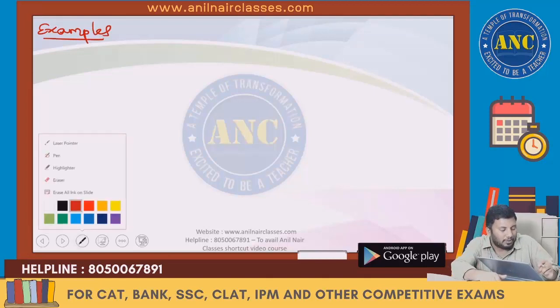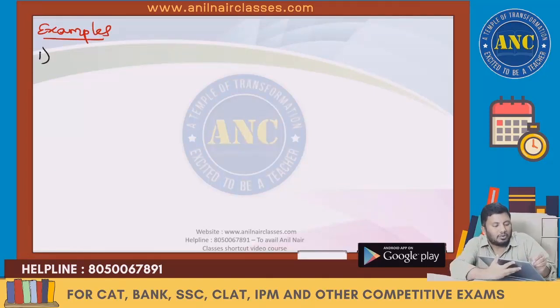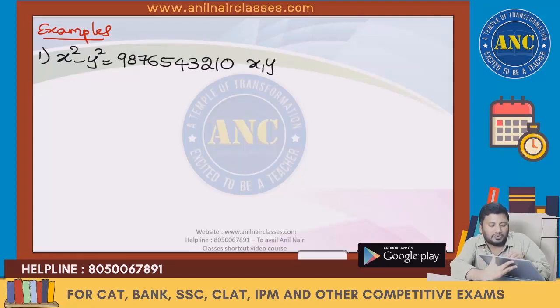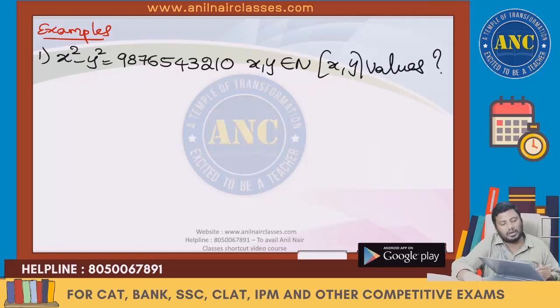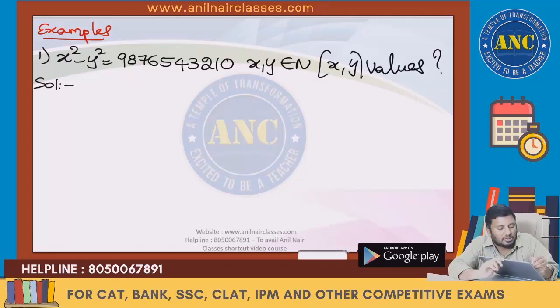First example. This is an original CAT question. X square minus y square is equivalent to 9876543210, when x and y are natural numbers. How many values will x and y take? X square minus y square equivalent to k. Already we did this. It actually takes 5 minutes to solve.